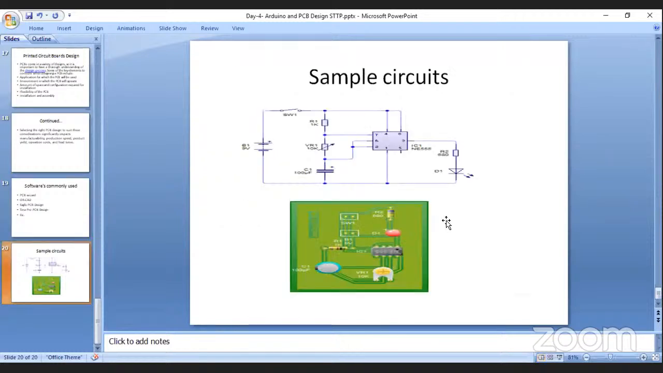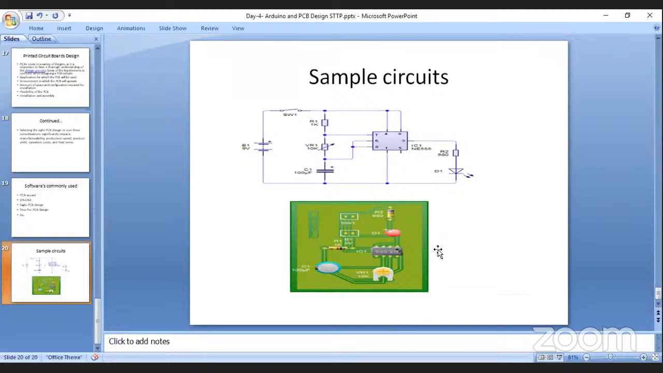In my slides, I have put a sample circuit. There are two diagrams in this slide. The first one is called a schematic, or you can call it the circuit diagram of your project. The diagram below is a printed layout of your PCB in the real world. Let me tell you, I have made this design in PCB Wizard, which I am going to demonstrate in this session, right?